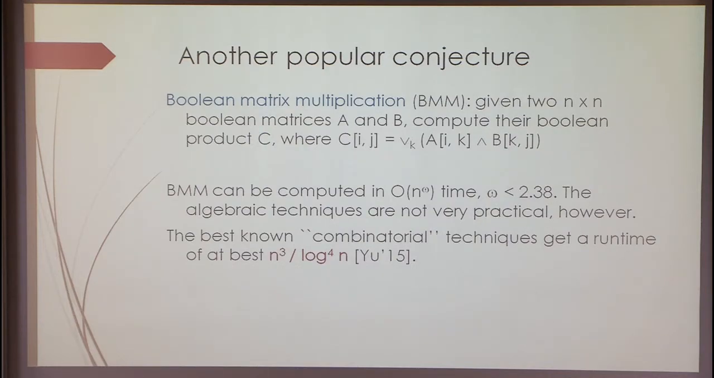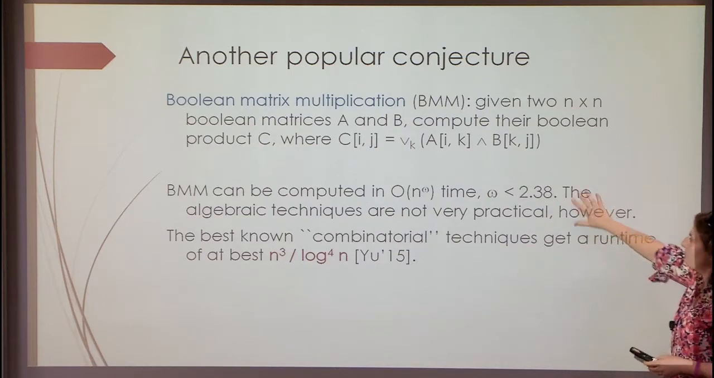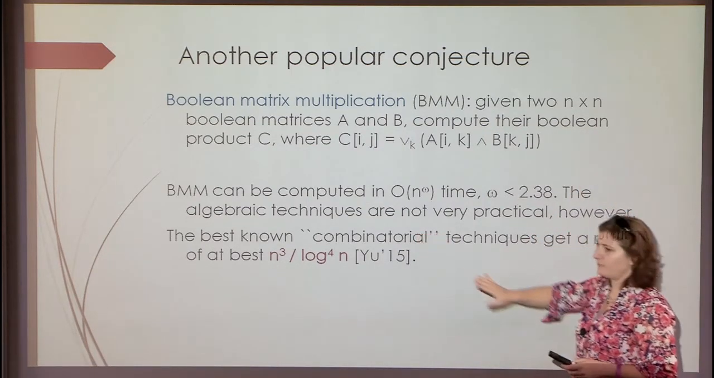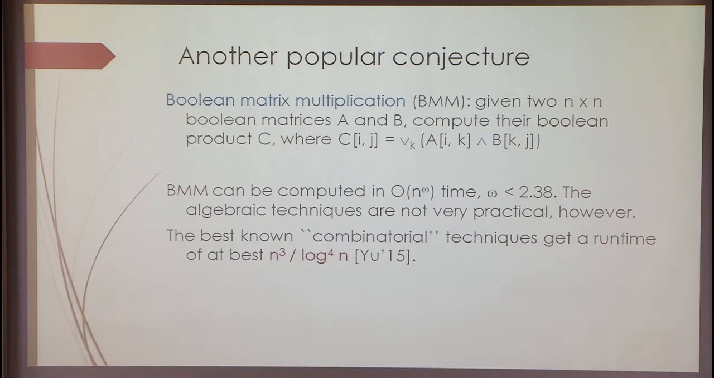But people are not satisfied with these algorithms because they're hugely impractical. So they say, well, we don't want this, we want a combinatorial algorithm. So what is a combinatorial algorithm? It's unclear. It doesn't have a real definition, but apparently you know it when you see it.